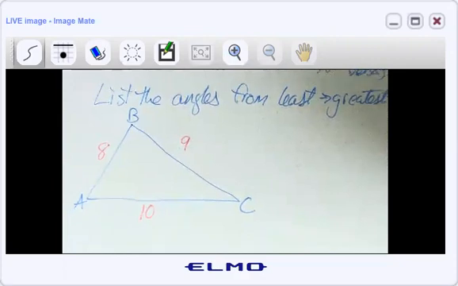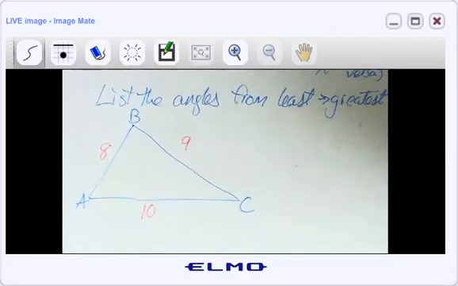All right, so watch how easy this is. If I need to list the angles from least to greatest, notice I have no idea what the measure of any of the angles are. None of them are given. However, I know immediately that the smallest angle in this triangle has got to be what? Which of the three angles, A, B, or C, is the smallest? A. B. A and B.